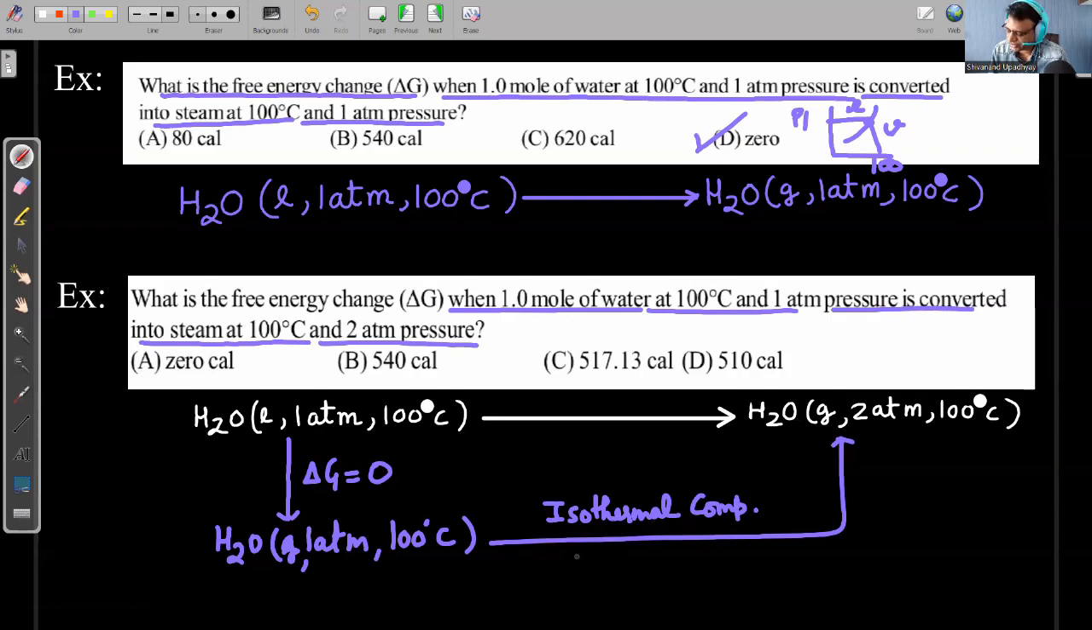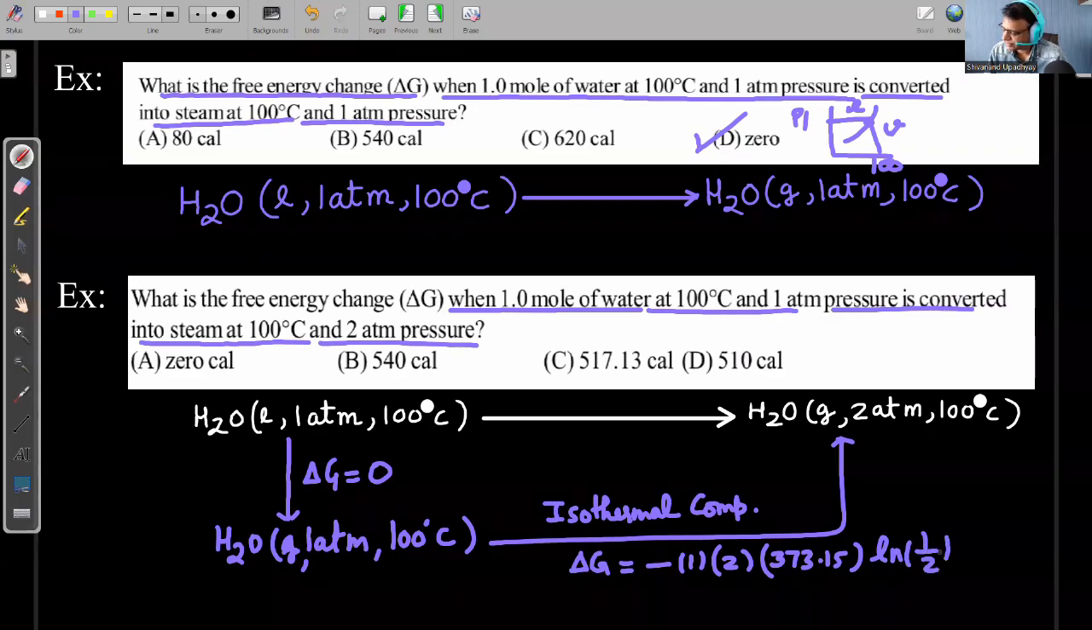So in case of isothermal compression, the change in Gibbs free energy is equal to minus nRT ln P1 upon P2. The number of moles of gas is equal to 1. The answer is given in calories, so R is 2. Temperature is 100 degrees Celsius, so that is equal to 373.15 Kelvin. P1 is 1 atm and P2 is 2 atm. So you can simplify this. On simplification, you will get the answer, right? Now you have to do the calculation.